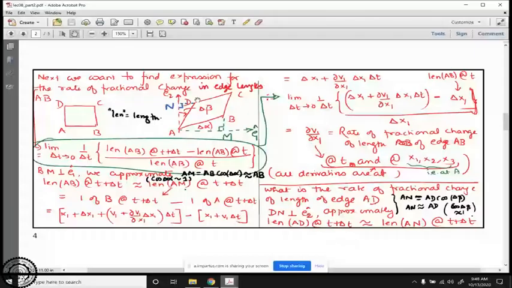The fractional change in edge lengths is the limiting value as delta t goes to 0 of 1 by delta t times the following. I'm talking about length AB right now. Here len means length, just shorthand I'm using. So it is the length of AB at t plus delta t minus the length of AB at time t, divided by the length of AB at time t. So this is the fractional change. By what fraction is the length of AB changing over time delta t? This is how I will find that.